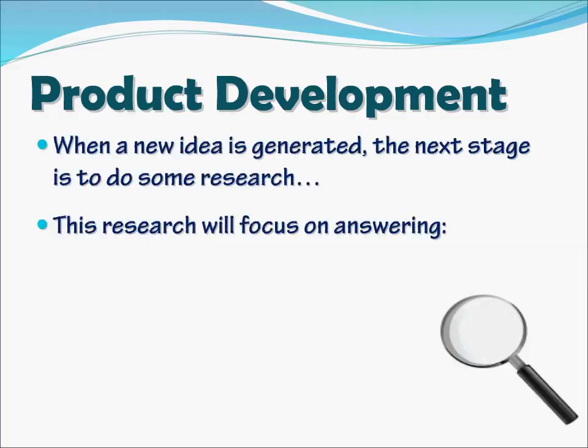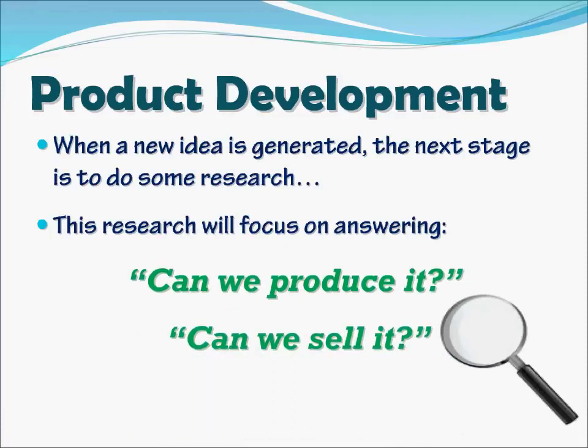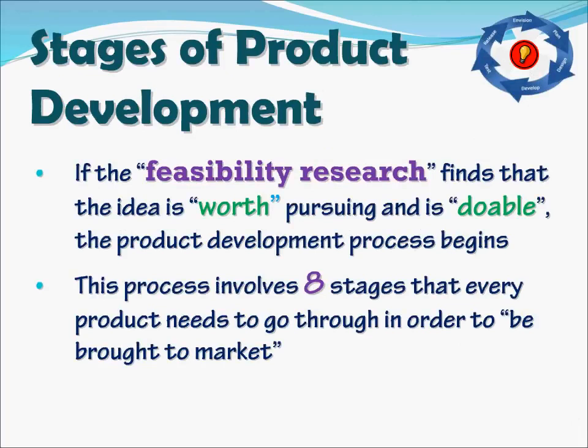So once you've determined that you need to create this product, you then are going to answer these questions. Can you produce it and can you sell it? This is something that we looked at with a feasibility study. It's something that we will refer to and revisit many times over in the following lessons. If the feasibility study finds that the idea is worth pursuing and that it is doable, the product development process begins. This process involves 8 stages, and every product needs to go through each of these 8 stages in order to be brought to the market, in order to be sold to consumers.